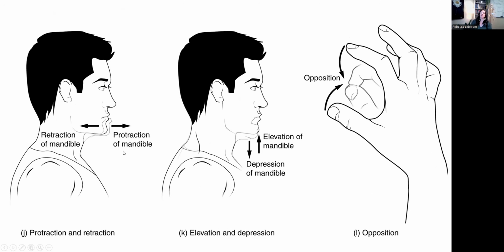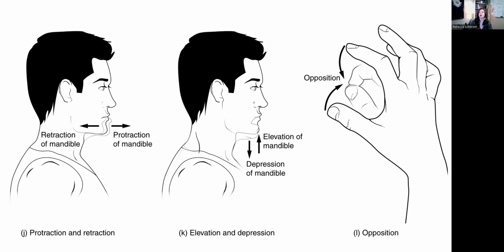Our mandible, we can move with protraction or retraction. Protraction would be jutting the jaw out. The act of retraction would be pulling it backwards. And then we can elevate and depress the mandible. Elevation means coming from an open position to closed, and depression would be opening the mandible, or opening our mouth.